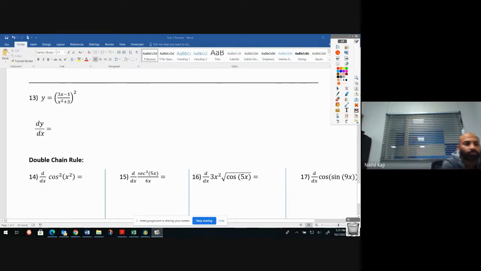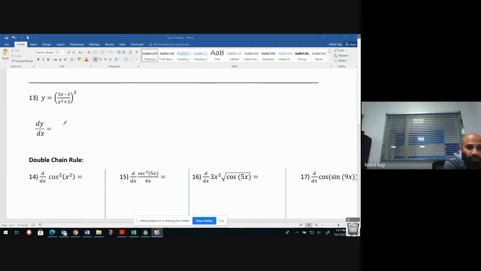Number 13. Here we have chain rule, but then we have the inside part, that's quotient rule. But let's do the outside part first. That's 2 to the 1 power. And we leave the inside the exact same. Now we have to multiply by the derivative of the inside, which is quotient rule.